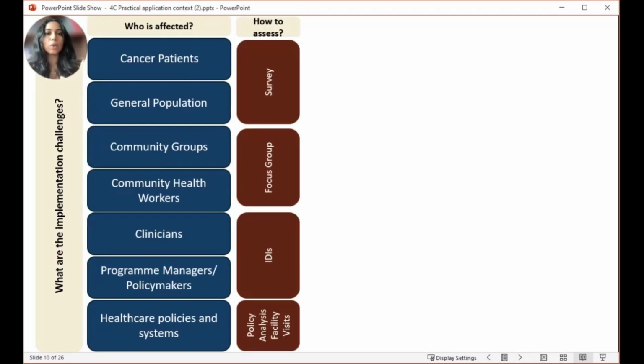And then we thought about how is it that we can assess the different contexts and the different stakeholders. For individuals, for example, we used surveys. For groups, we used focus group discussions. And for key opinion leaders, we used in-depth interviews. And how we assessed healthcare policies and systems are through policy analysis and facility visits.